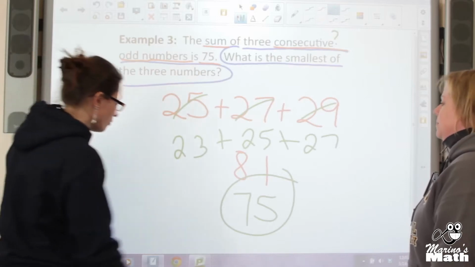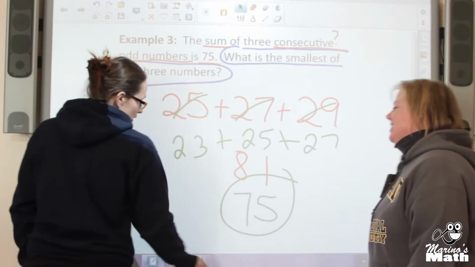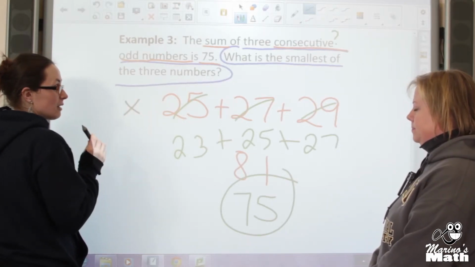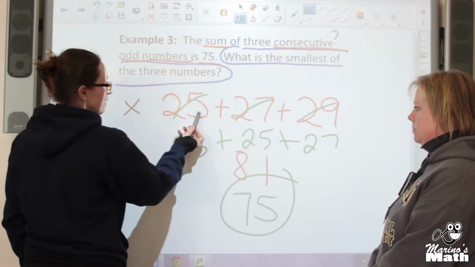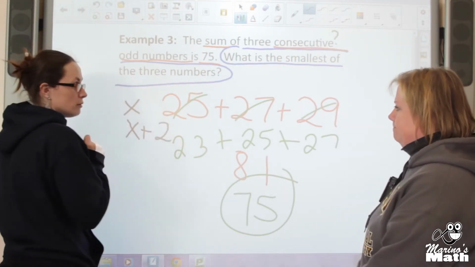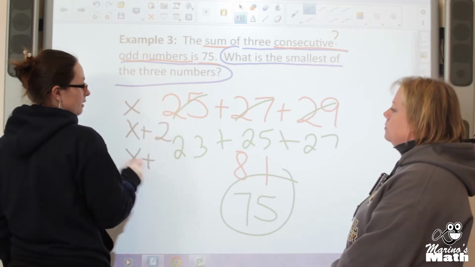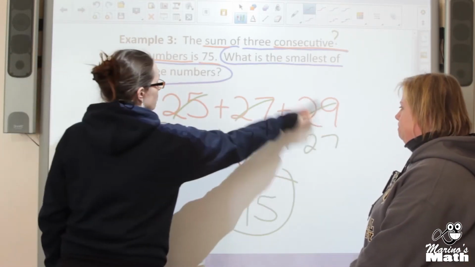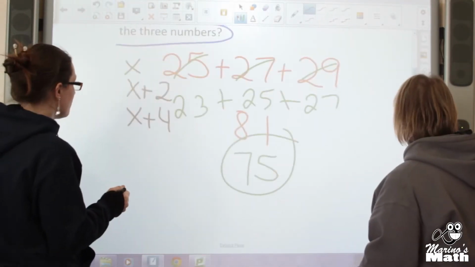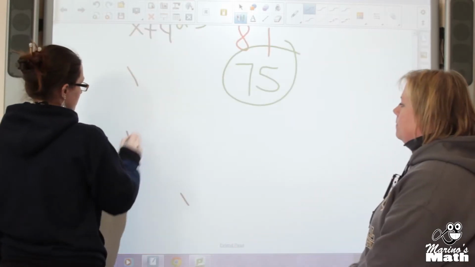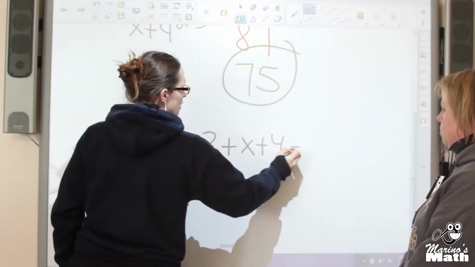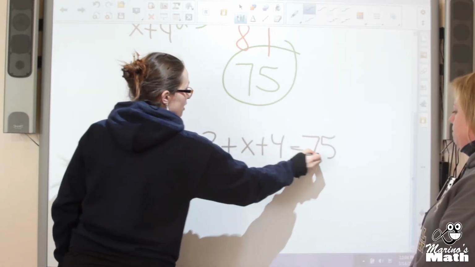Yeah, and there is a mathematical way. If you wanted to, you can use your first number would be x. Your second number, what can you tell me about 27 in comparison to 25? You need to add 2. So it's x plus 2. And then your third number would be x plus 4, because 9 would be 4 higher than 5. Then you can take x plus 2 plus x plus 4 equals 75.